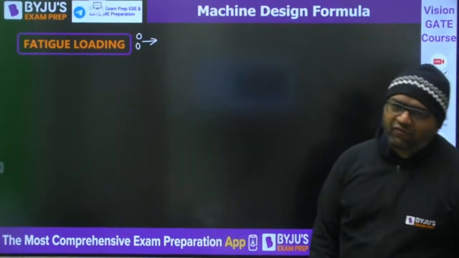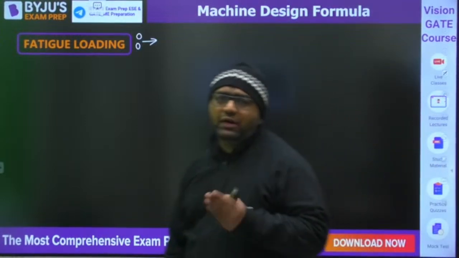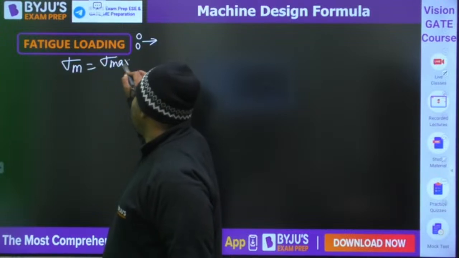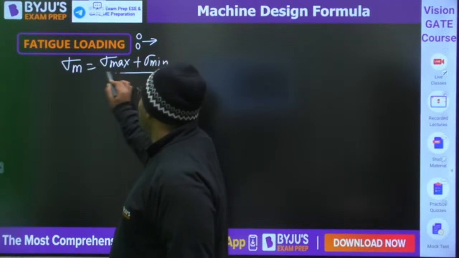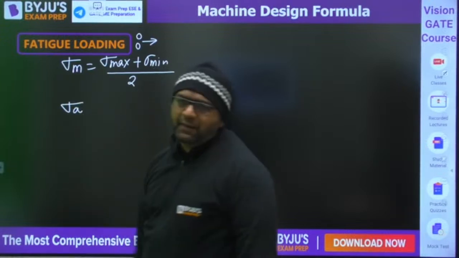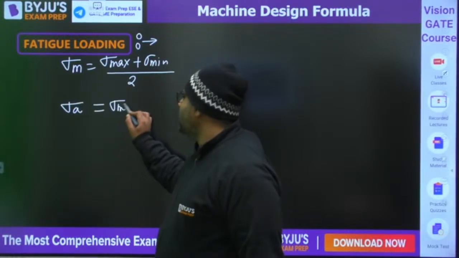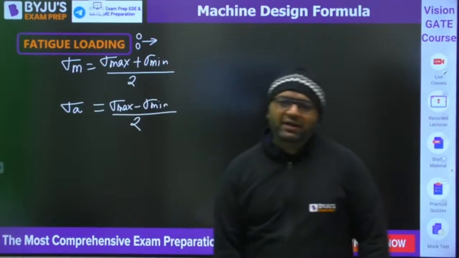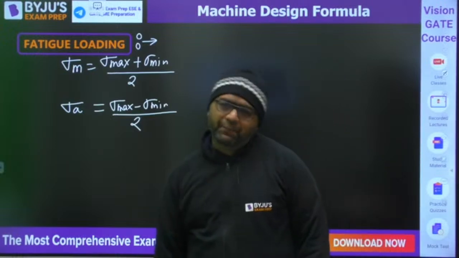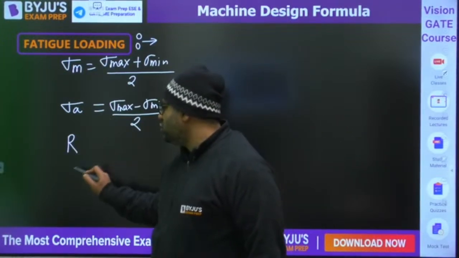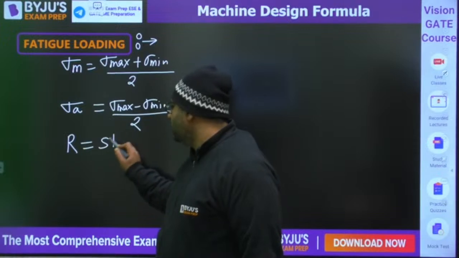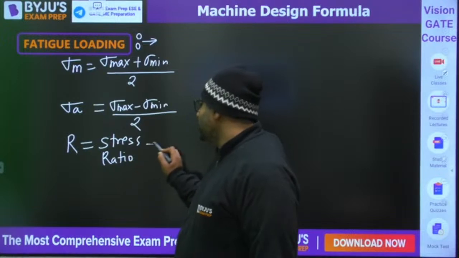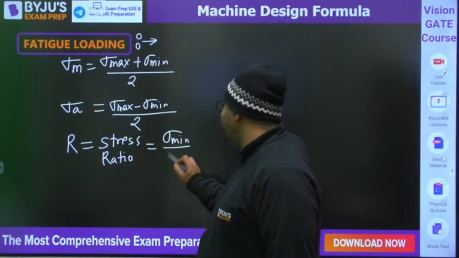When we talk about fatigue loading, the very first definition is the mean value of stress, which is maximum plus minimum value of stress divided by 2. Then we have the amplitude of variable stress, defined as sigma maximum minus sigma minimum divided by 2. After sigma mean and sigma amplitude, we have the stress ratio, defined as sigma minimum divided by sigma maximum.